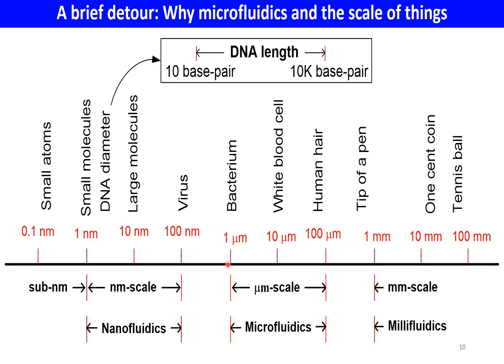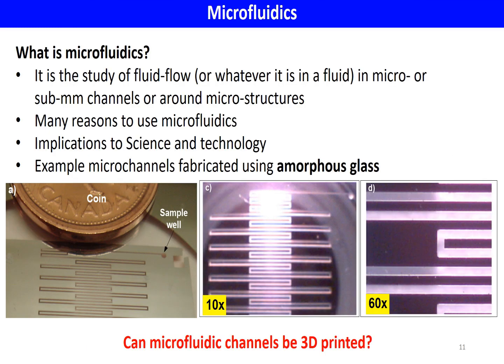But the strict definition by the US is 1 to 100 nanometers for the nanoscale, 1 to 100 micrometers for the microscale, and anything above 1 millimeter for the milliscale. So microfluidics is the study of fluid flow, or whatever is in the fluid, in the micro or sub-millimeter channels or around microstructures.